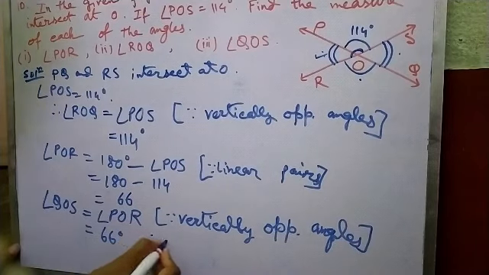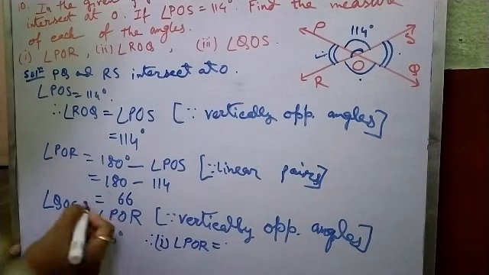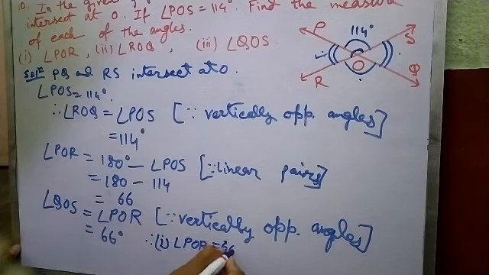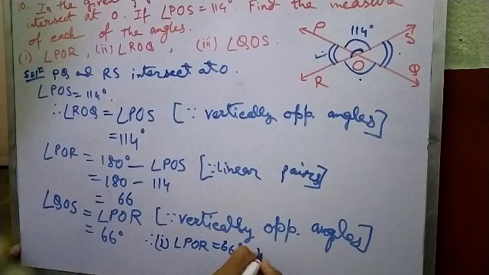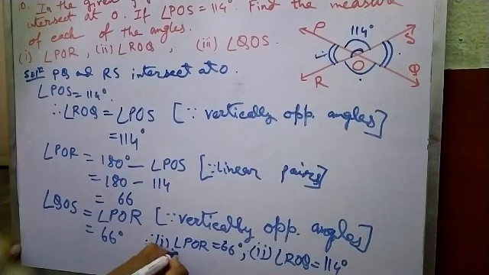That means therefore number 1, angle POR equal to 66 degree. Number 2, angle ROQ equal to 114 degree. Number 3, angle QOS equal to 66 degree.